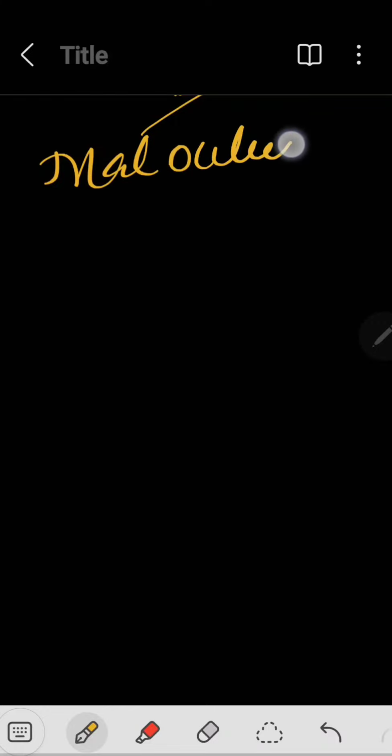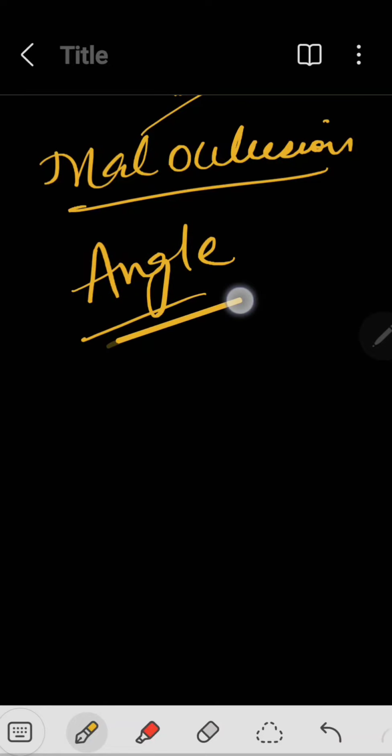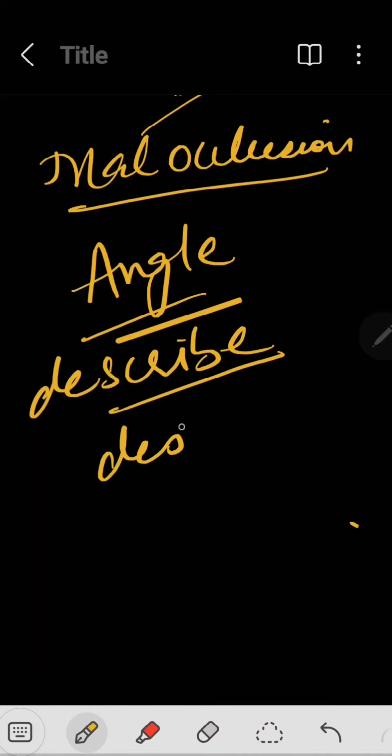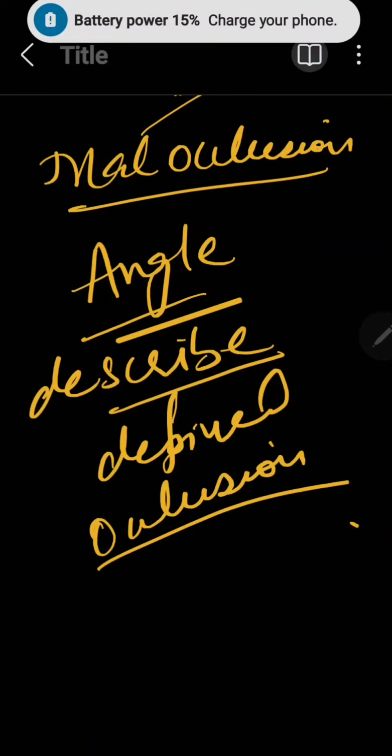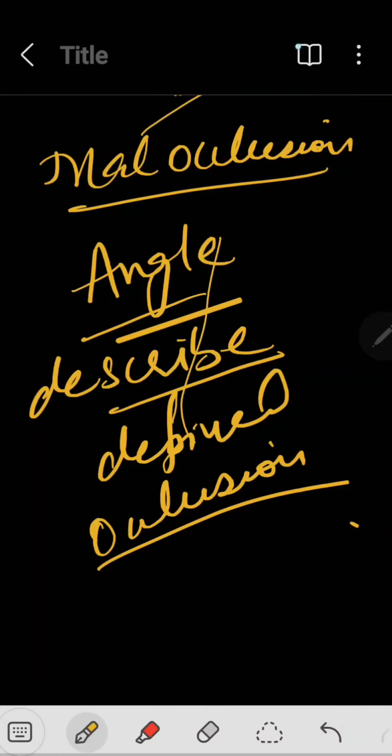If we study malocclusion, the contribution of the person named Angle is very vast. We study everything based upon Angle, and he has described everything so far. He is a person who has tried to describe and define occlusion. He gave us various aspects according to which it can be classified.